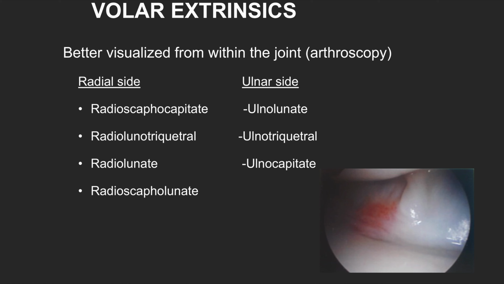Now on the volar side, we have some extrinsic ligaments. On the radial side, the radioscaphocapitate and the radiolunotriquetral, also known as the long radiolunate, the radiolunate or short radiolunate ligament, and the RSL, or radioscapholunate, which is part of the ligament of Testut and is really not a ligament, is more of a neurovascular frond of tissue. So the three that give it structural strength are the radioscaphocapitate and the long and short radiolunate. On the ulnar side, you have the ulnolunate, ulnotriquetral, and ulnocapitate ligaments.